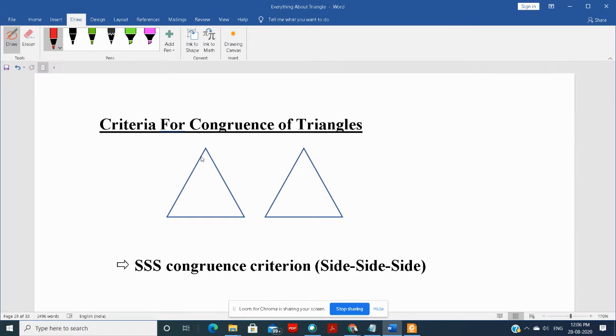We know that the parts of the triangles are angles, sides, and vertices. So, we can say that if all these corresponding parts of these two triangles are congruent, then we can say that these two triangles are congruent.